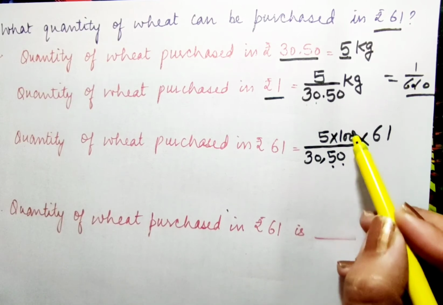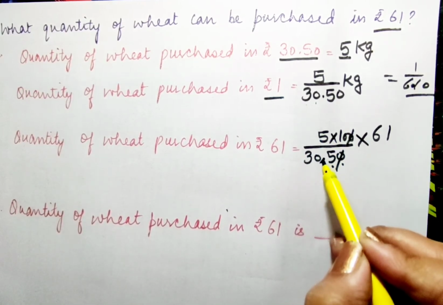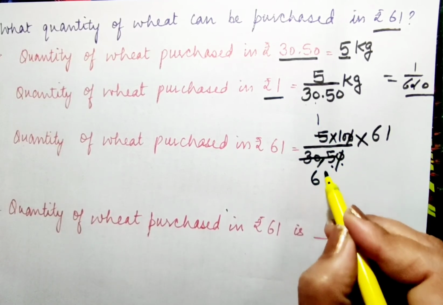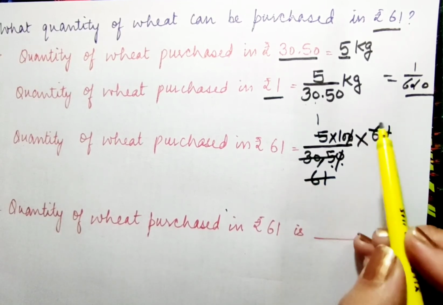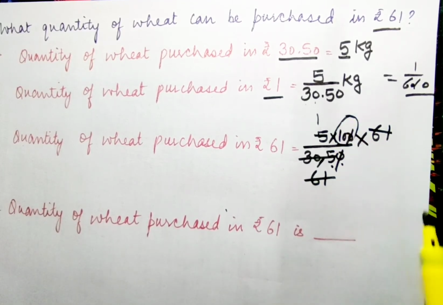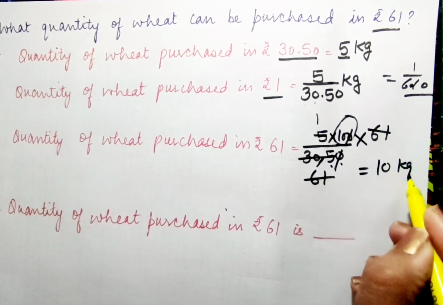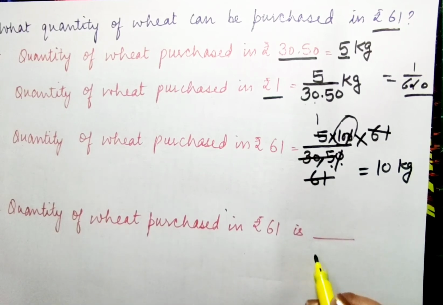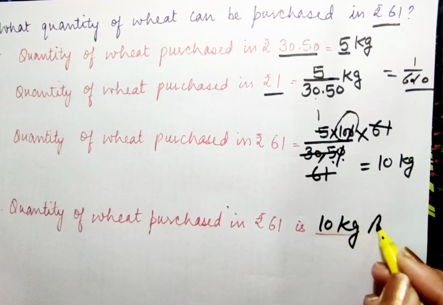Now we can do the cutting. So in the table of 5, we can cut zeros with zeros, if table of 5 and 305 is there, right? So 5 ones are 5, and 61, right? So 61 can be cut with 61 and the remaining is this 10. So here the answer will be 10 kilograms. So quantity of wheat purchased in rupees 61 is what? 10 kilograms. This is your answer.